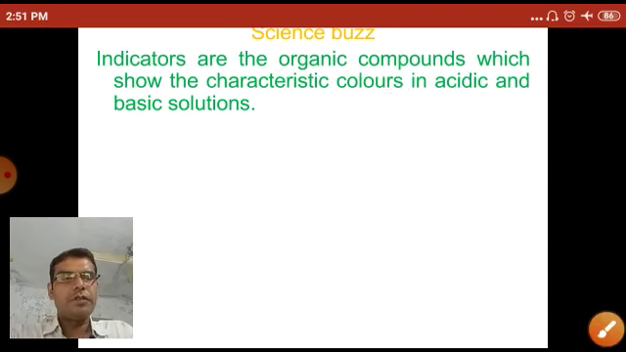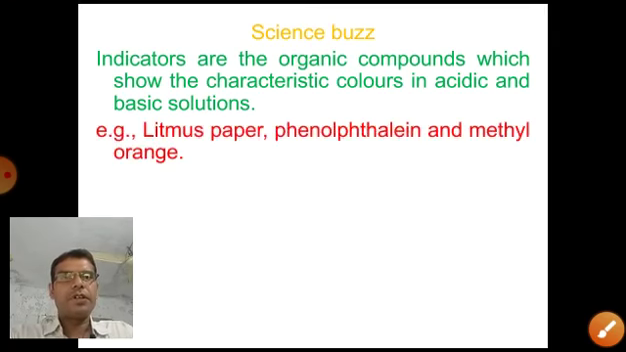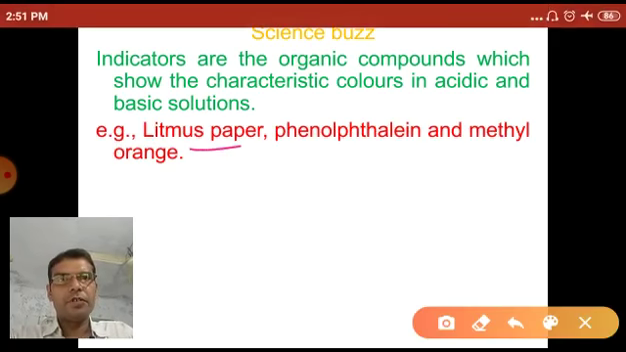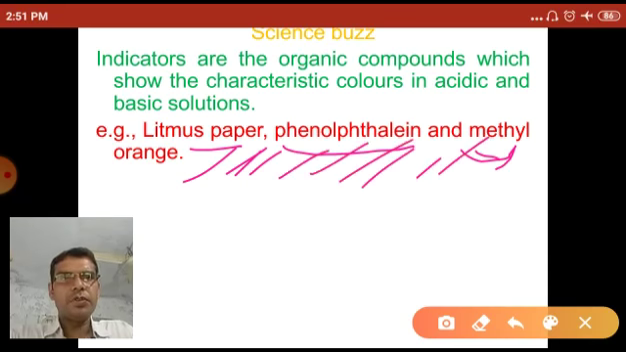There are basic indicators: litmus paper or litmus solution, phenolphthalein and methyl orange. These three are the commonly used indicators in the laboratory and also in the industry.